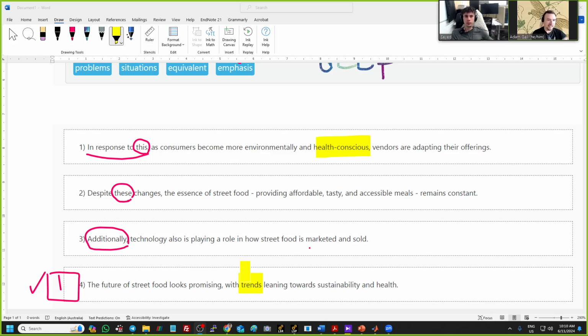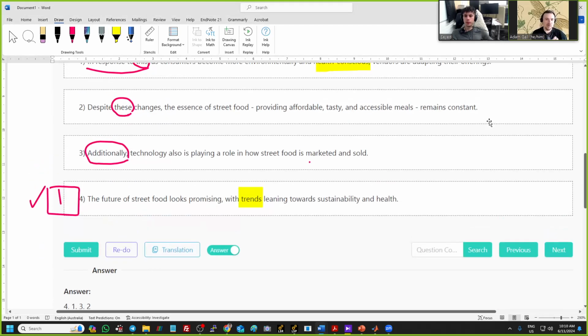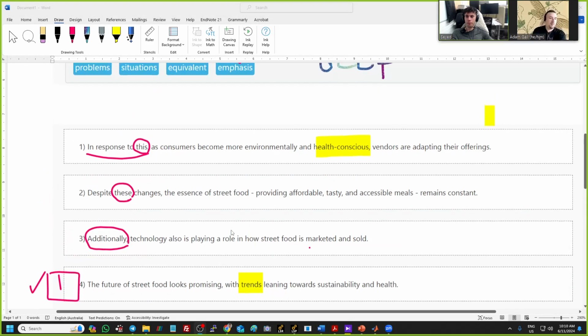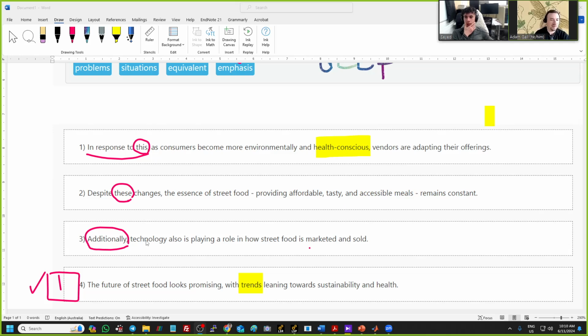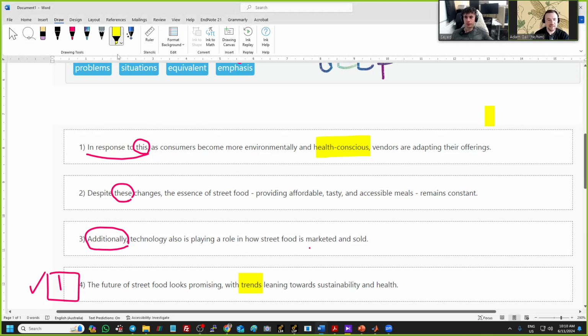Then sentence number 2 talks about changes. So that links to what's at the end of sentence number 1, doesn't it? Adapting offerings despite these. So I would have been tempted to say 4, 1, 2, 3, but then when I look at it logically, number 3 is adding something to the changes that the paragraph is about. So that's why that could come before 2, because 2 is more of a contrast.